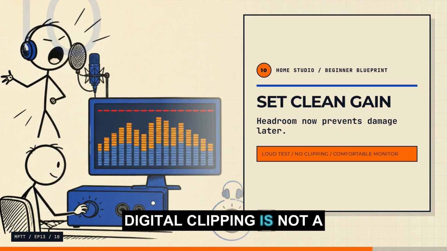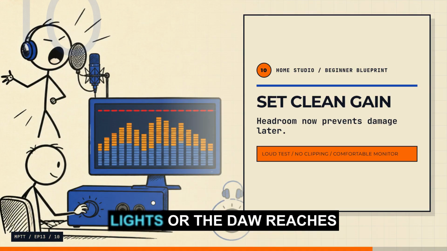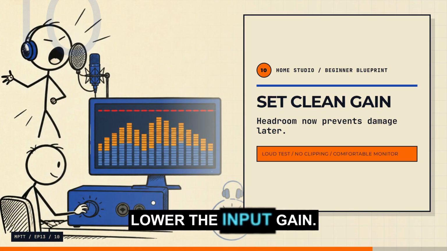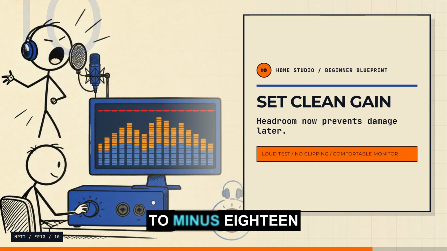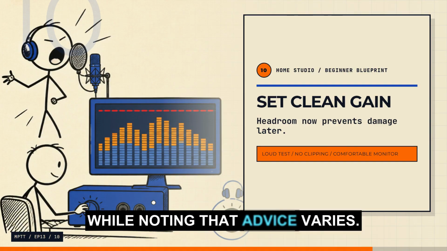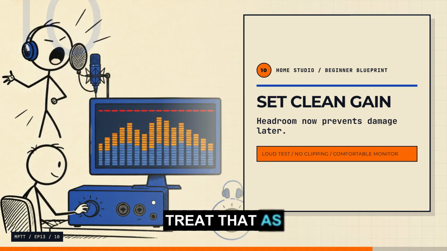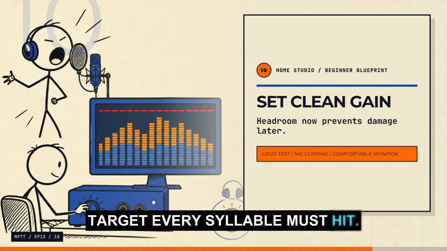Digital clipping is not a badge of energy. If the interface's clip indicator lights or the door reaches 0 decibels full scale, lower the input gain. Focusrite gives roughly -12 to -18 dB on a door meter as a practical recording range, while noting that advice varies. Treat that as useful headroom, not a magic target every syllable must hit.